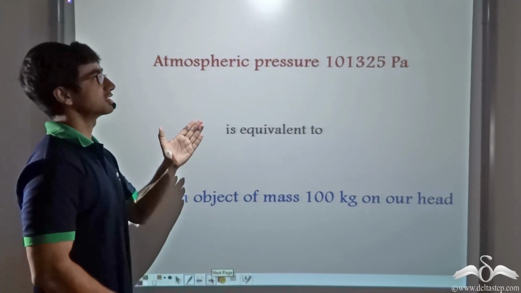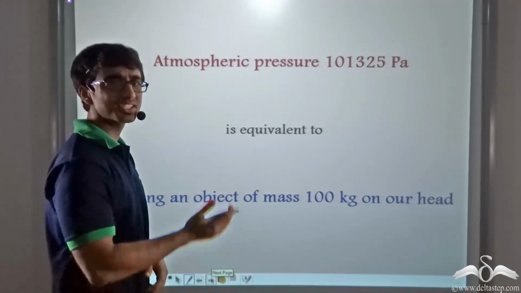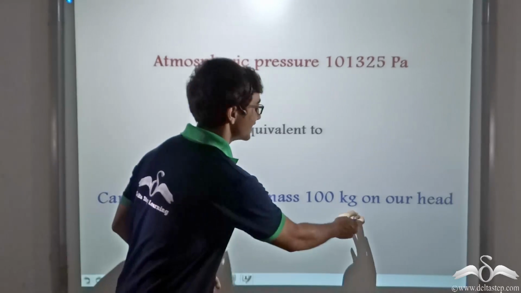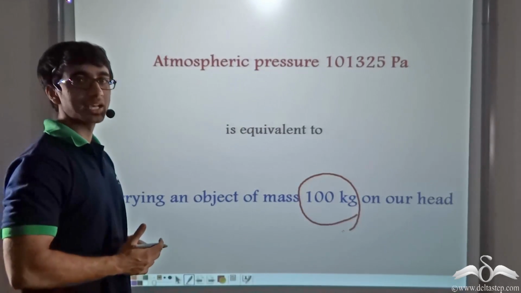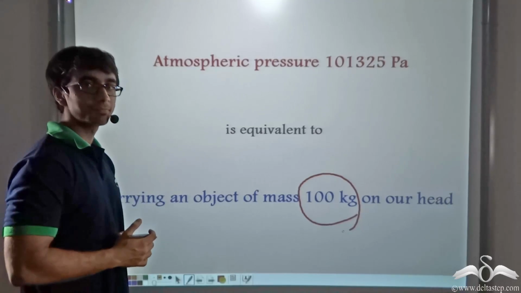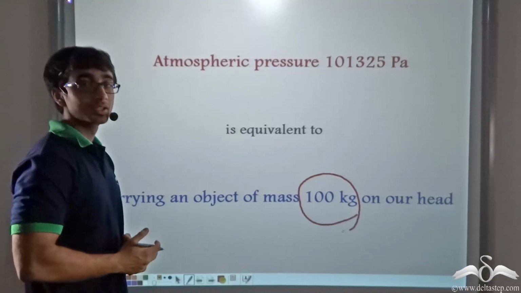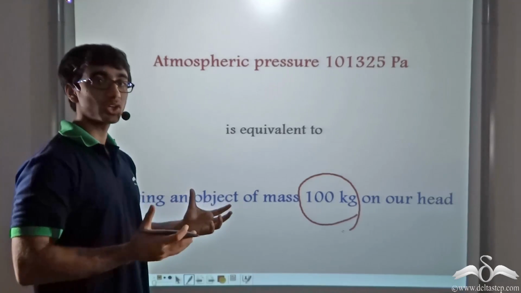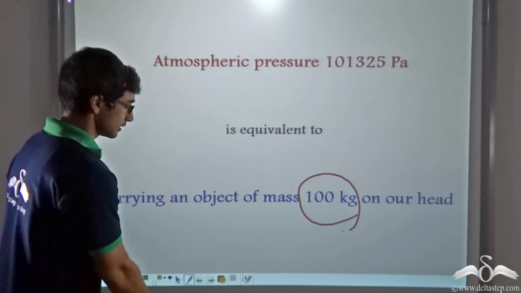An atmospheric pressure of 101,325 pascals is roughly equivalent to carrying an object of 100 kgs on our heads. So imagine that you have a 100 kg object on your head. That much is the atmospheric pressure that is acting on you. Now you might be wondering, if such a heavy pressure is acting on our heads all the time, why is it not affecting us?